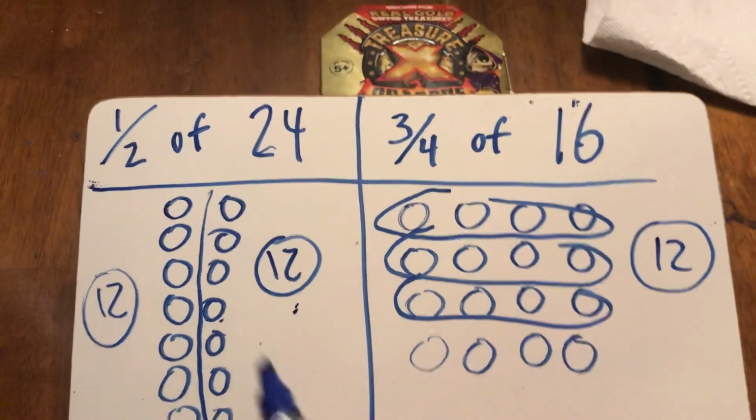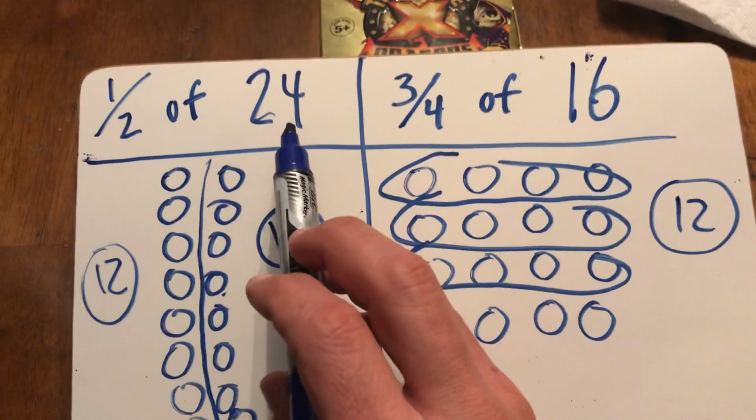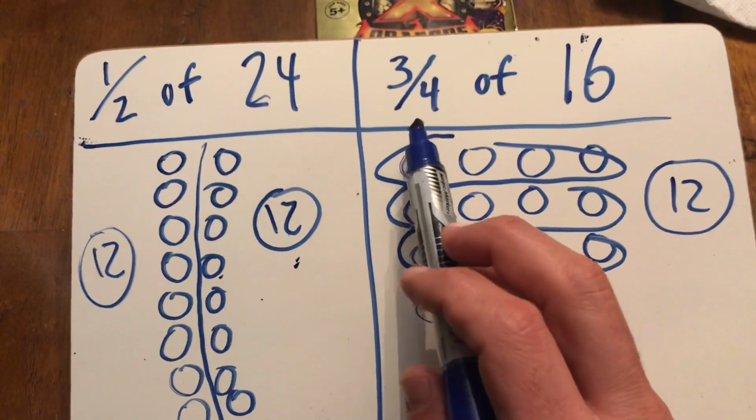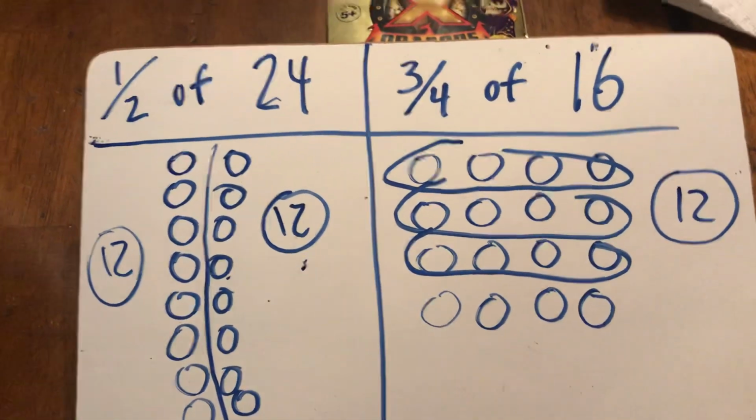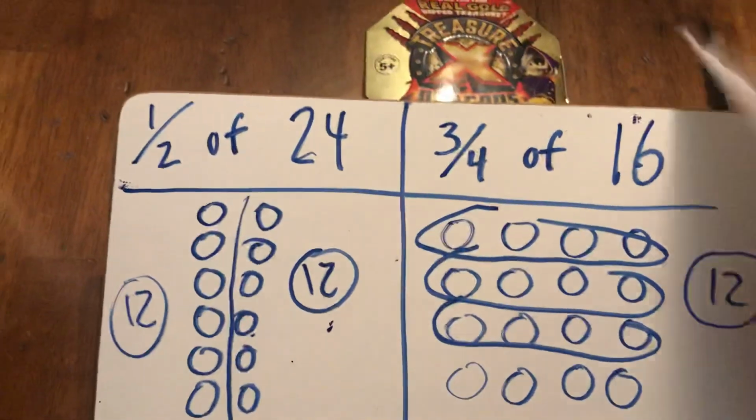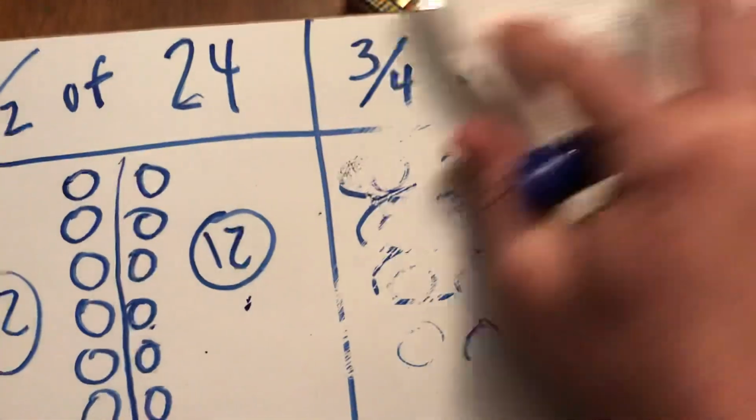So for this problem, 1/2 of 24 is equal to 3/4 of 16. So it was sort of a trick question, I guess. So I kind of apologize about that. But for your math work today, I've included in the email some fractions, and what I want you to do is to just draw a picture that represents that fraction. So I want you to show that to me.